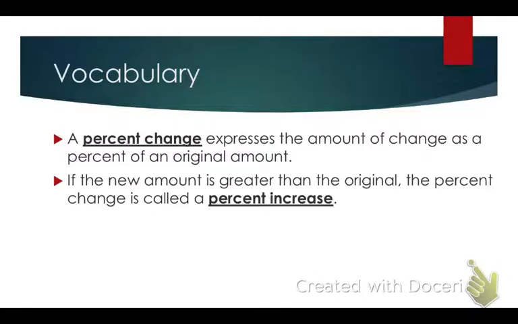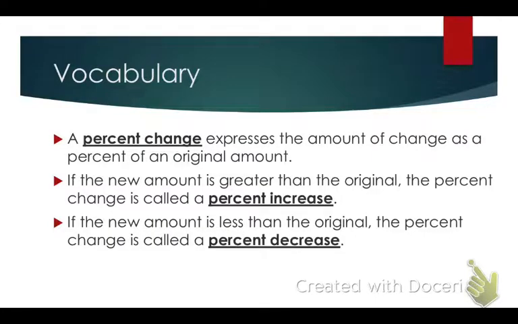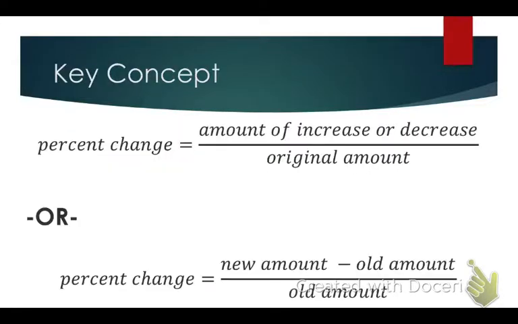If the new amount is greater than the original, the percent change is called a percent increase. And if the new amount is less than the original, the percent change is called a percent decrease. So, a couple ways that you can think of percent change. First way is you can think of the amount of increase or decrease divided by the original amount. Or you can say percent change is the new amount minus the old amount divided by the old amount. Whichever of these makes the most sense to you is how you should think of percent change.